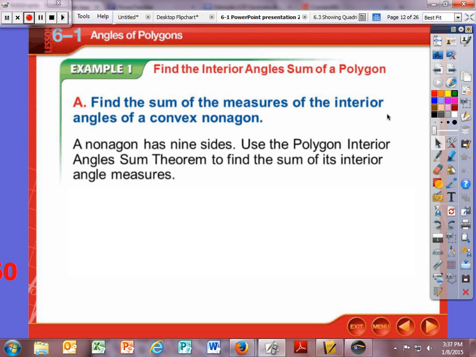Alright, so let's just try one. Very simple. Find the sum of the measures of the interior angles of a convex nonagon. First thing you need to know is that a nonagon has 9 sides. Okay, so we're simply going to use that nice theorem, n minus 2 times 180. Okay, so 9 minus 2 times 180 is 1260 degrees. So that is our final answer. The sum of all the angles inside of a nonagon is 1260 degrees.